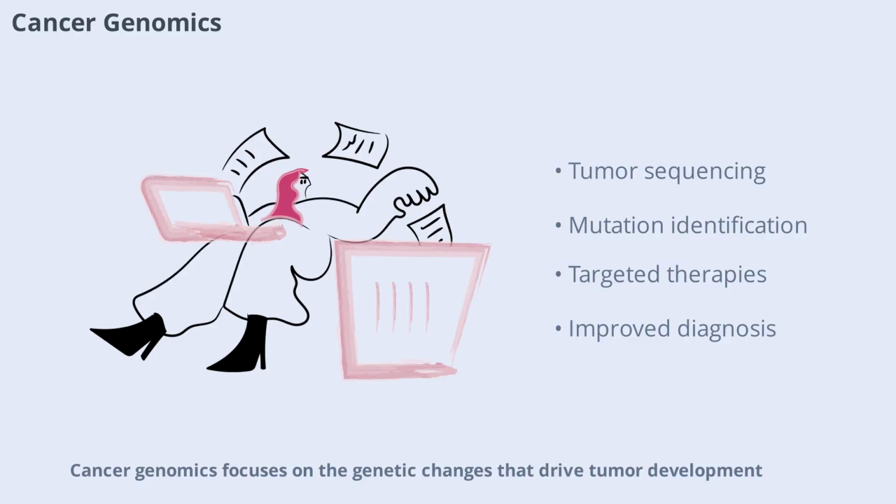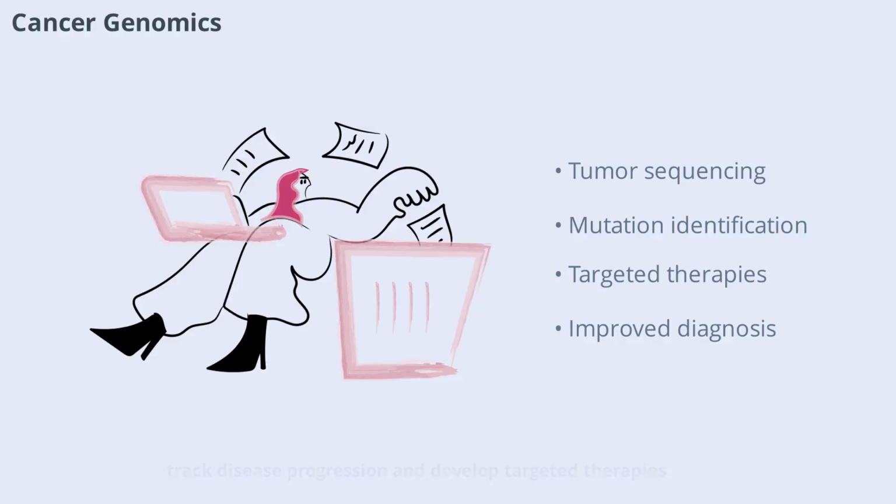Cancer genomics focuses on the genetic changes that drive tumor development. By sequencing cancer genomes, scientists can identify mutations, track disease progression, and develop targeted therapies. Genomic analysis is transforming cancer diagnosis and treatment, offering hope for more effective and personalized care.